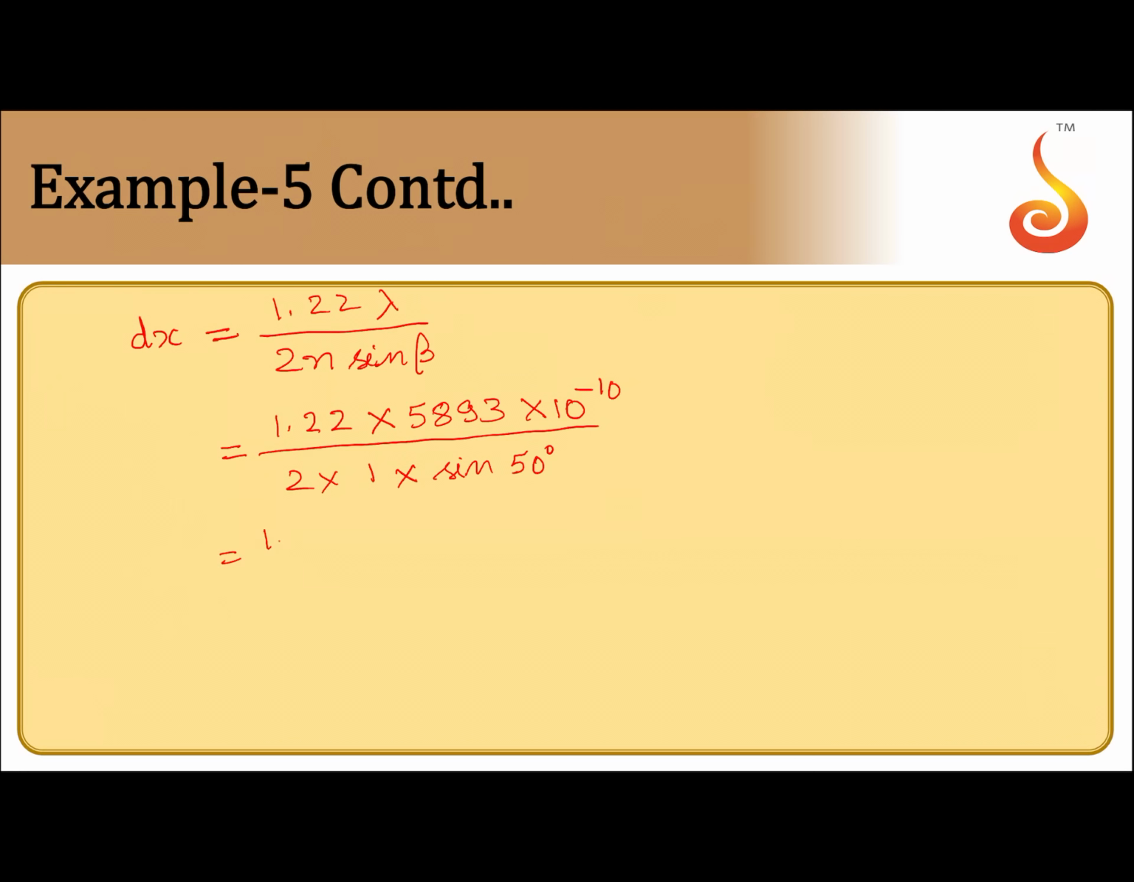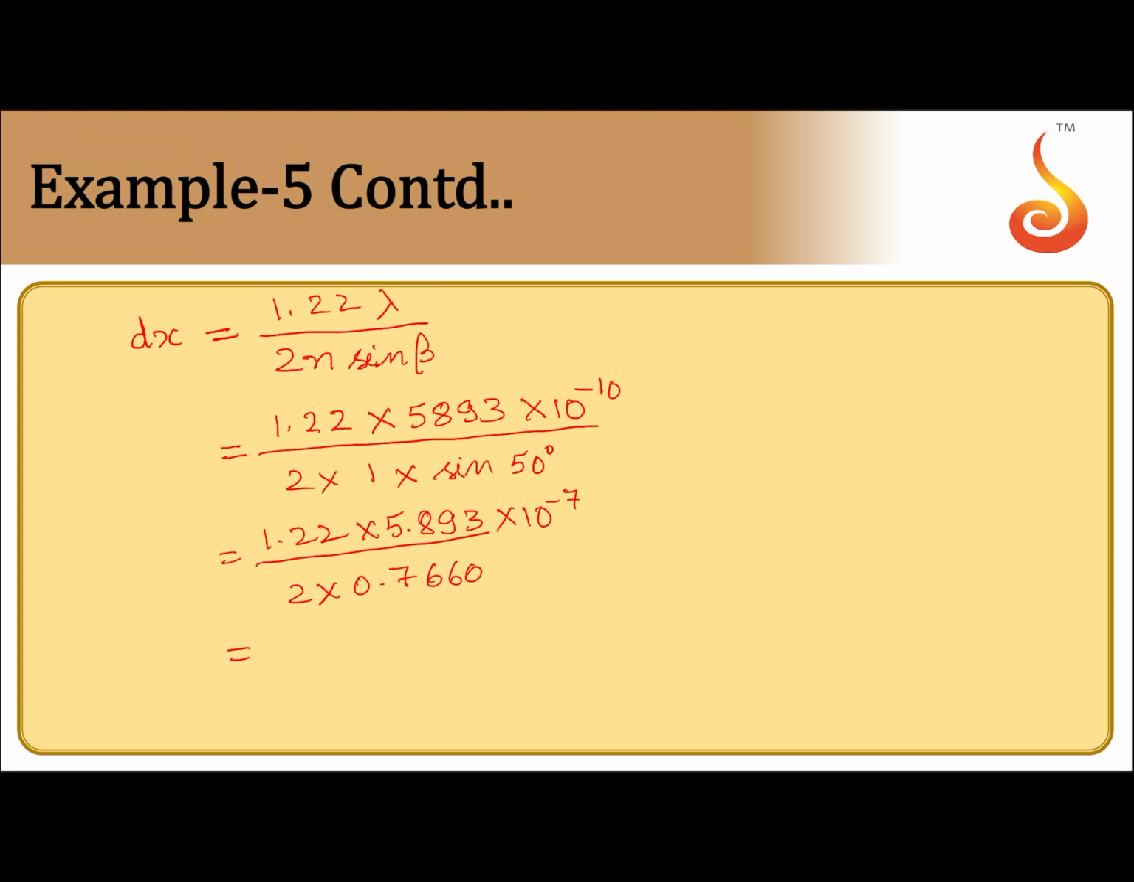Now that is equal to 1.22. We will make this 5.893, then it will become 10 power minus 7, divided by 2 into sine of 50 degree. You can check it from log tables. So just check for sine of 50 degree. It turns out to be 0.7660.